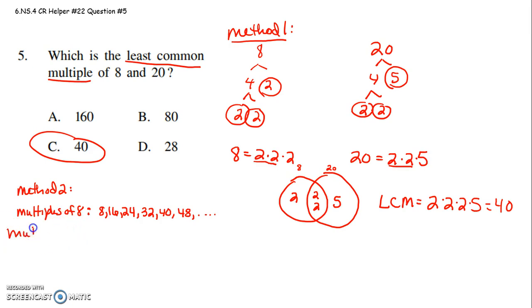Then she'd have you write out the multiples of 20. 20 times 1 is 20, 20 times 2 is 40, 20 times 3 is 60, 20 times 4 is 80, and so on. Then I'd look at my list of multiples and I'd say, what's the smallest multiple they have in common? Smallest multiple they have in common would be 40. There's a third method, but I won't go there today.